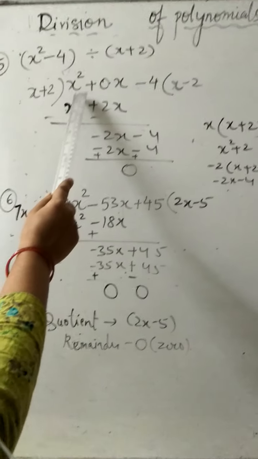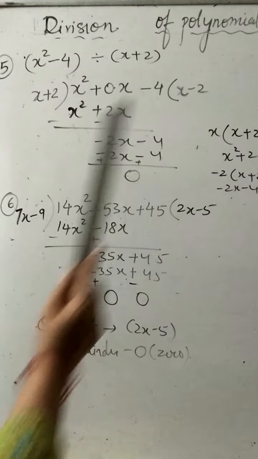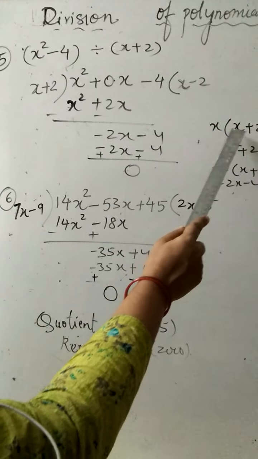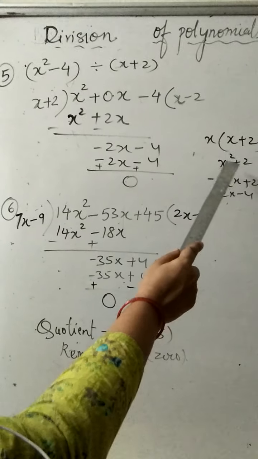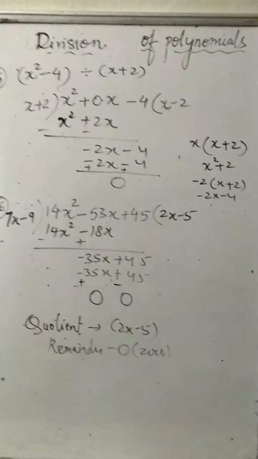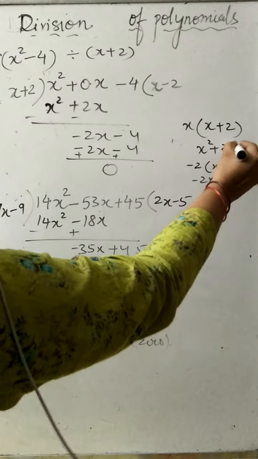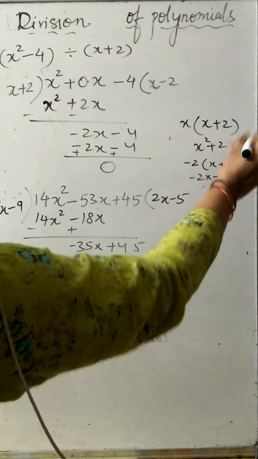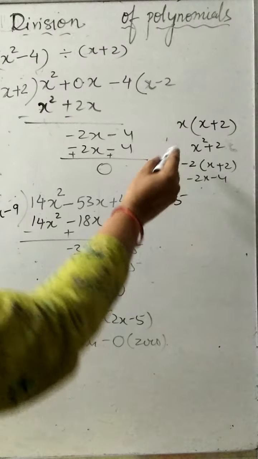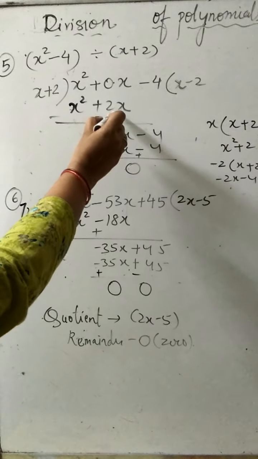So we need here x square. What should we multiply with x plus 2 so that I get x square? So here I have done it, x into x gives you x square. So multiply x by this whole expression. This is x square plus x into 2, that is 2x. So here I have written x square plus 2x.